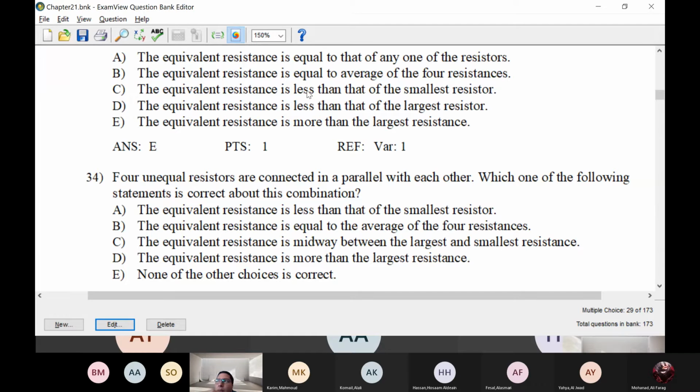So what was the answer? Do you remember? So I give you a rule. The equivalent resistance for a group of resistors connected in parallel will be smaller than the smallest. So if I connect 100,000 ohm in parallel with 1 ohm, the equivalent will be less than 1. So is it A? Yes, the answer is A: the equivalent resistance is less than that of the smallest resistor.